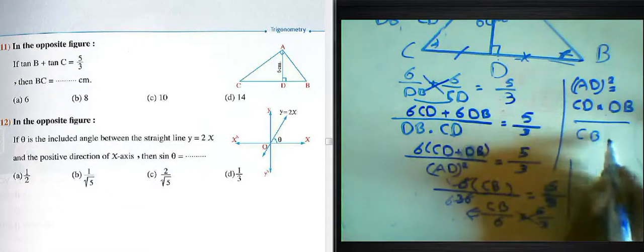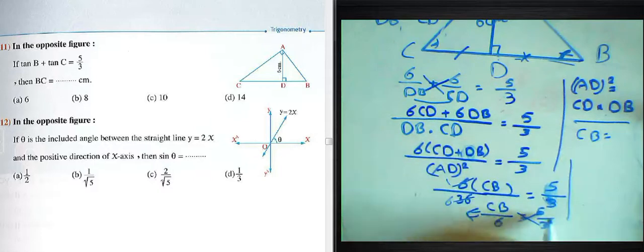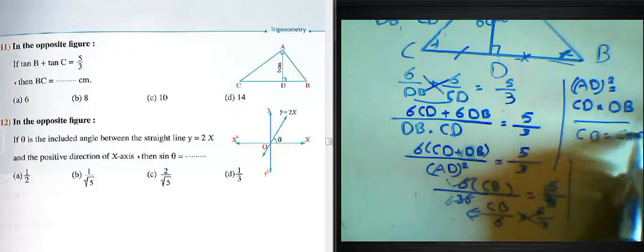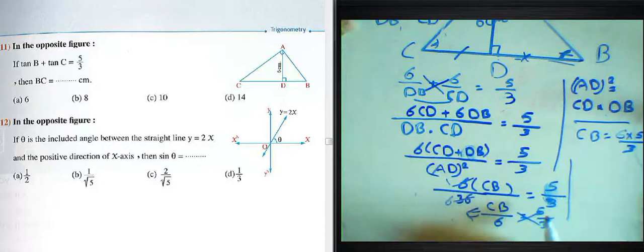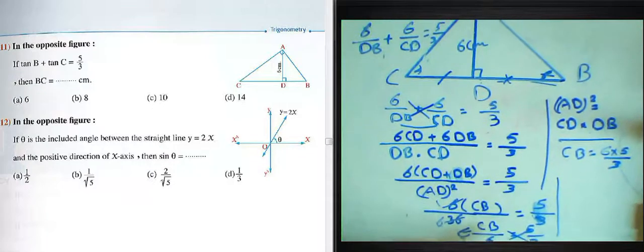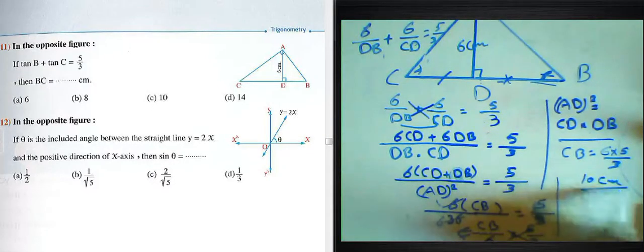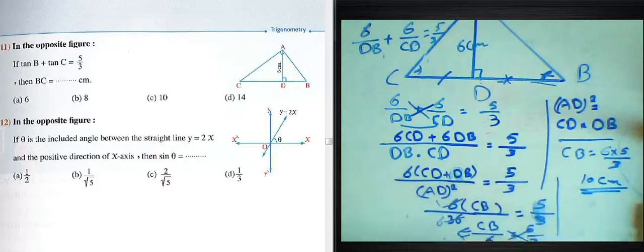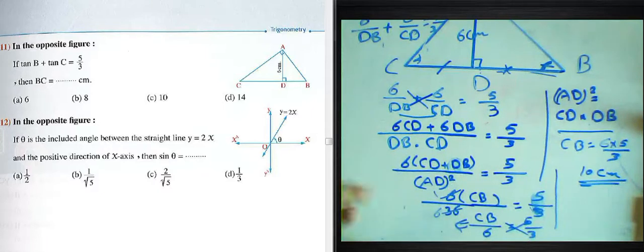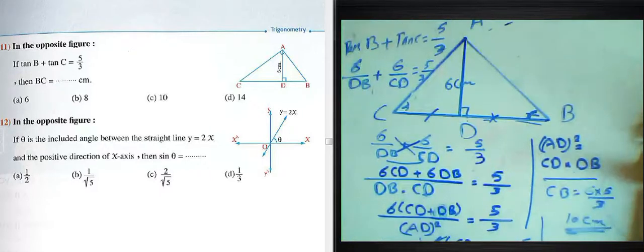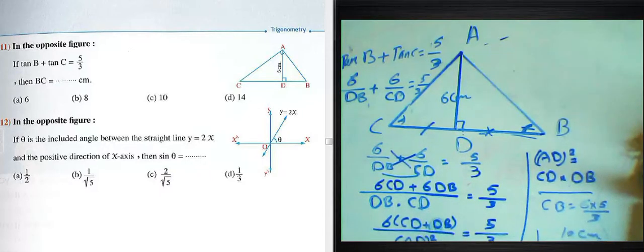CB equals 6 times 5 over 3. 6 times 5 is 30, divided by 3 equals 10 centimeters. So the result will be 10 centimeters. Very important example. You must know all these steps and how to find 10B and 10C.